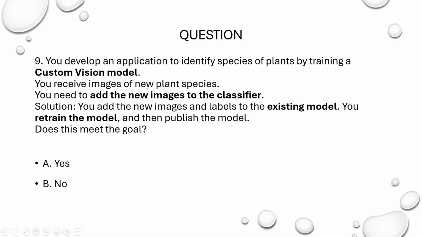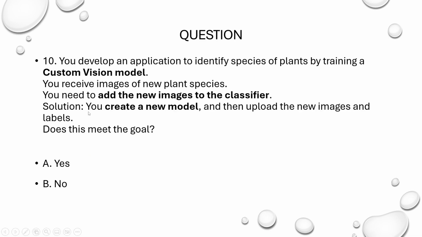You received images of a new plant species, an entirely different species. Now you add these new images and labels to the existing model, and then you retrain the model and publish the model. Does this meet the goal? So the correct answer is yes, it will meet the goal. Once we retrain the model and then publish it, the model will be able to identify the new plant species along with the older species that the model was trained with. So this is the correct answer.